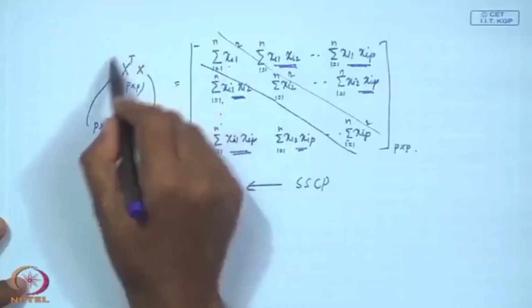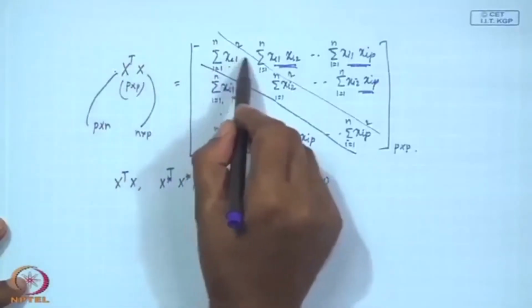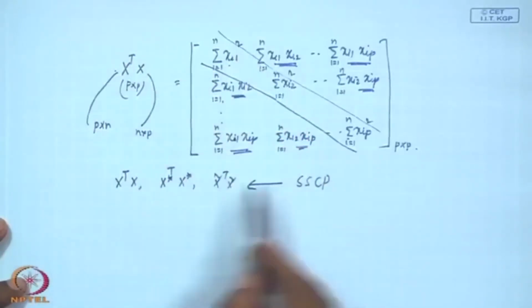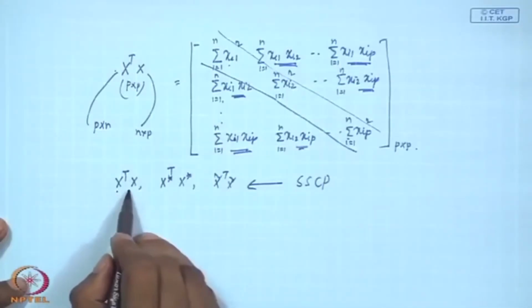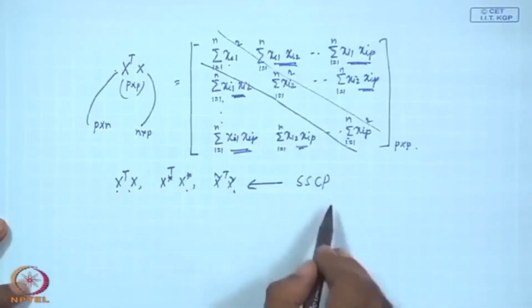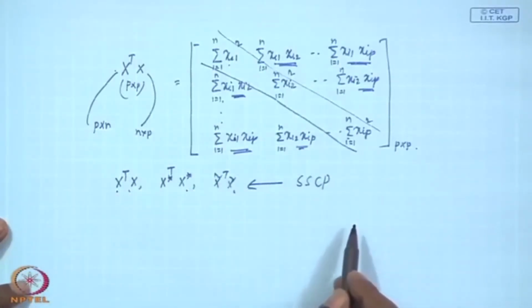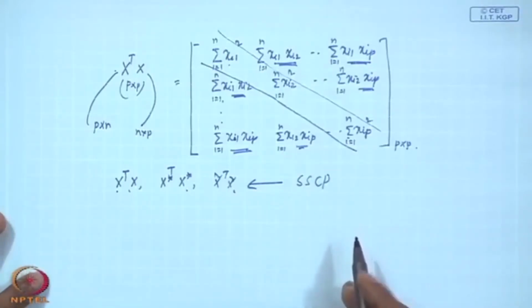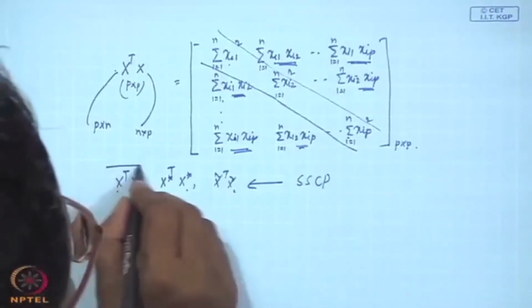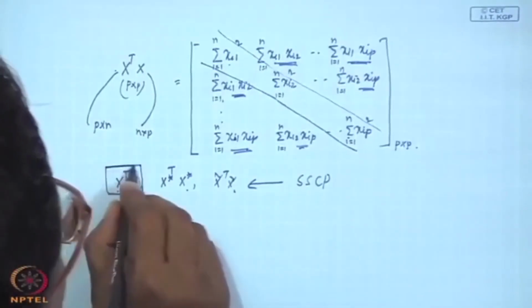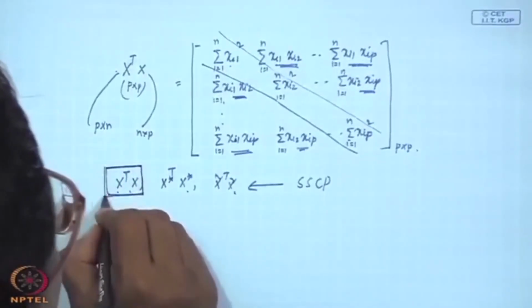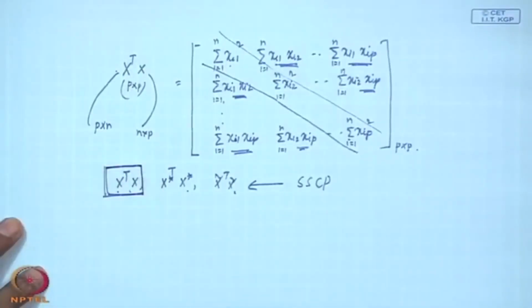So, sum of squares is for the variance, cross product for the covariance. That means from this matrix also, we can ultimately calculate descriptive statistics like the covariance and correlation matrix. This is a very important matrix. Later on, particularly in regression, you will be using this matrix.